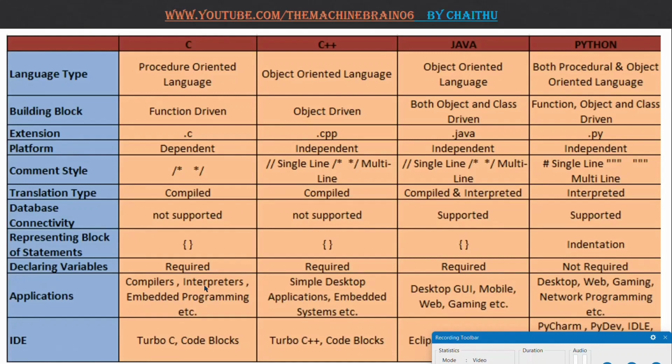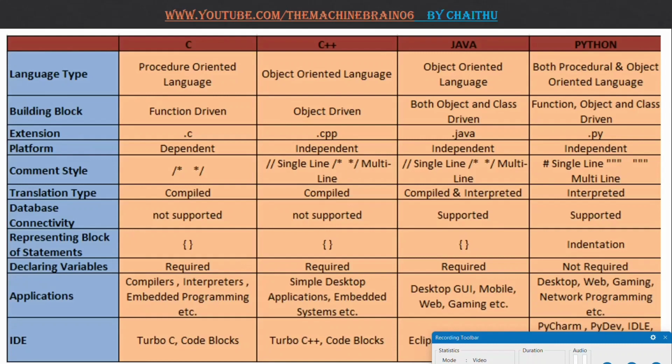By using data types, variables must be declared in C++ and in Java, but in Python we do not need to declare the variables. Okay, next, what are the applications? For C, we use it for compilers, interpreters, and embedded programming, etc.